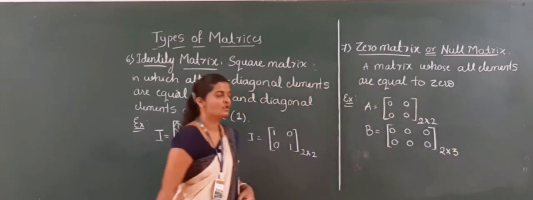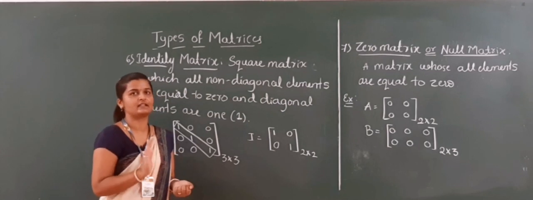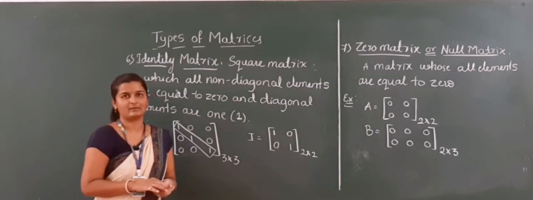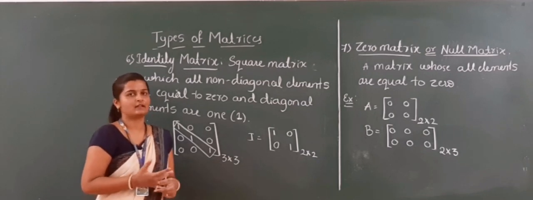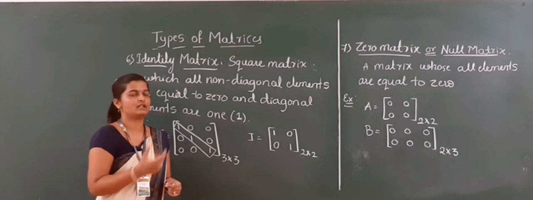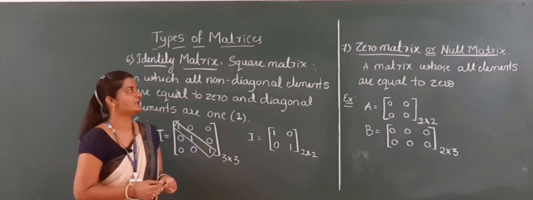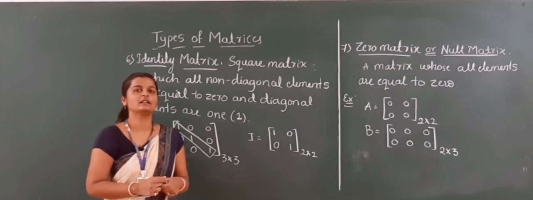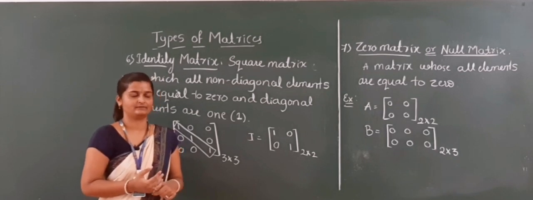Okay. So these are the total 7 types of matrices in your PUC second year mathematics syllabus. Any one of them can come in your annual examination as a question to define any one type of matrix. Okay. So with this I will conclude this part of our matrices chapter. Okay. Thank you.